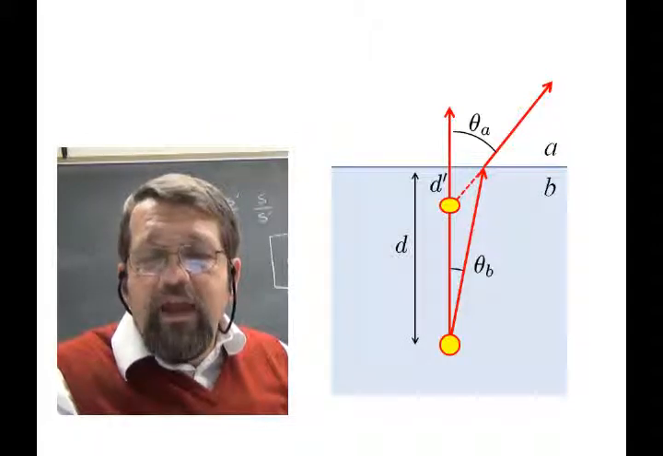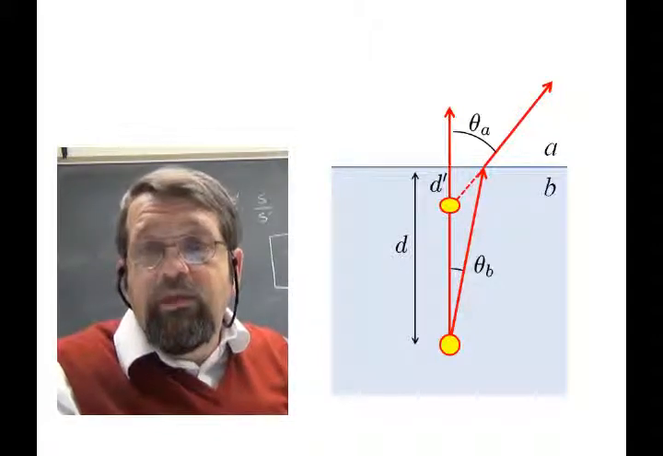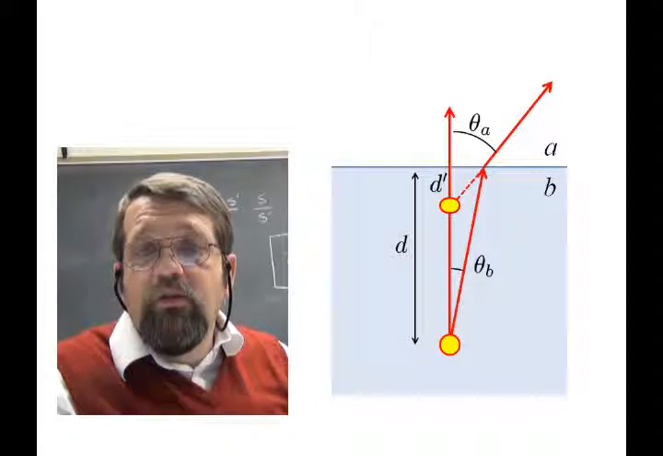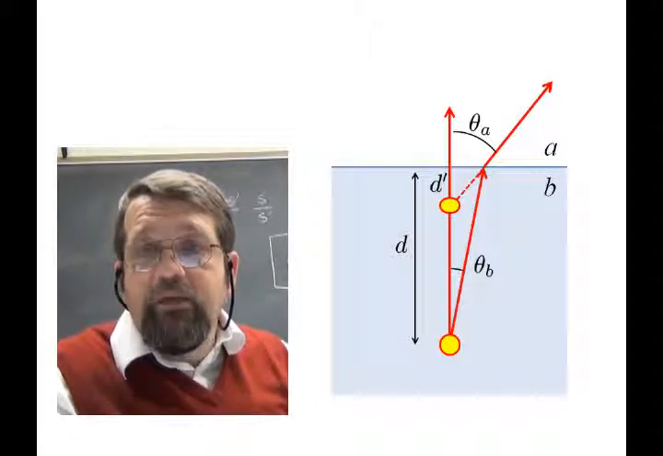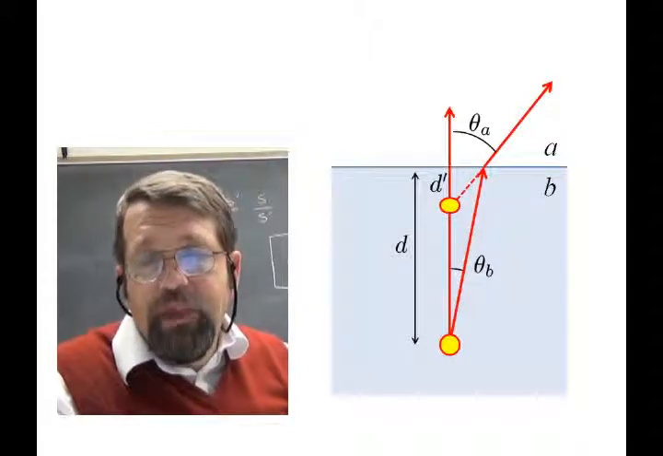And we'll look at another ray at an angle theta sub b that is refracted to the angle theta sub a as it passes into the air. And the point of intersection of those two refracted rays, if we trace them back, is the apparent depth d prime of the object. d is the actual depth.